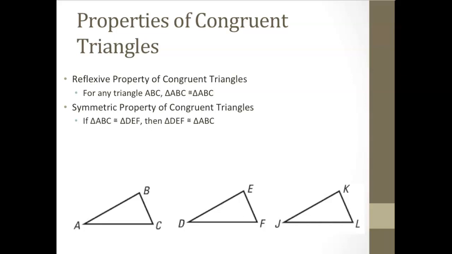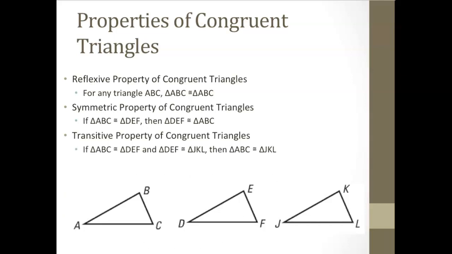The last one is what we call the transitive property of congruent triangles. This says if triangle ABC is congruent to triangle DEF, and you know that triangle DEF is congruent to triangle JKL, then you can say that triangle ABC must be congruent to triangle JKL. So the transitive property says if one triangle is congruent to the second, and the second is congruent to the third, then the first must be congruent to the third.